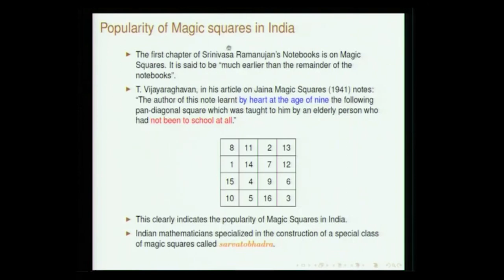In order to understand the popularity of magic squares, one notes that the famous mathematician Ramanujan started his notebook with magic squares. We will be referring to Professor Vijay Raghavan, who has worked out some very interesting properties, which we will discuss a little later. In his article on Jaina magic squares in 1941, he notes that the author of this note learnt by heart at the age of 9 the following pan diagonal square, which was taught to him by an elderly person who had not been to school at all.